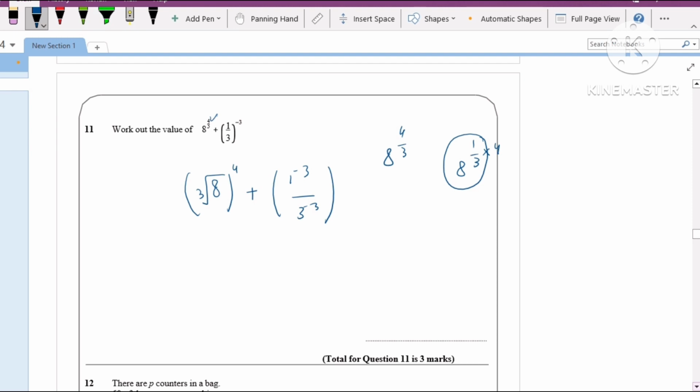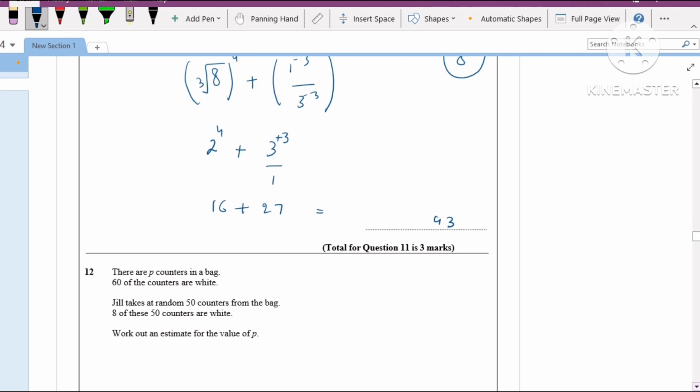So the cube root of 8 is 2 power 4, plus, we will take the reciprocal of these two to make the power positive. This minus 3 becomes positive 3 when it goes up to the numerator, and 1 power 3 will be 1. So 2 power 4, that is 16, 3 power 3, that is 27. You will add these two numbers and that will be 43. This is your answer for question number 11. So question number 12, the next question.